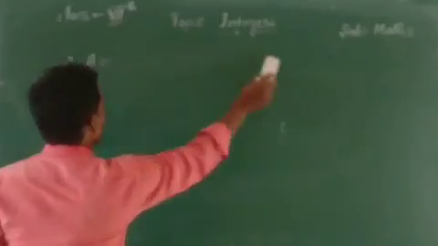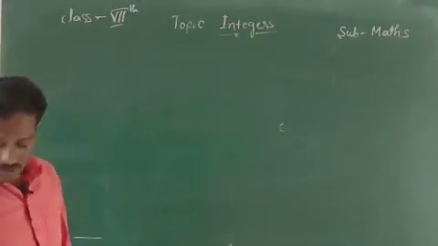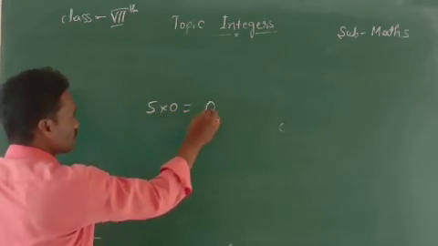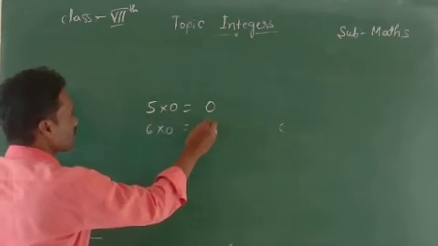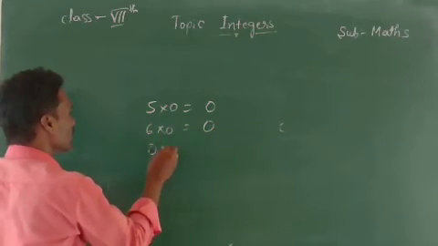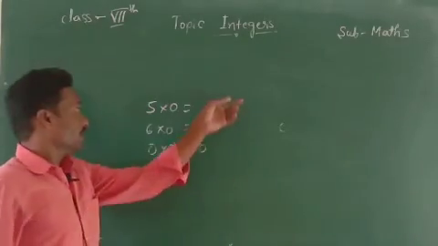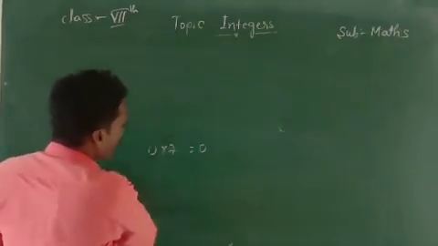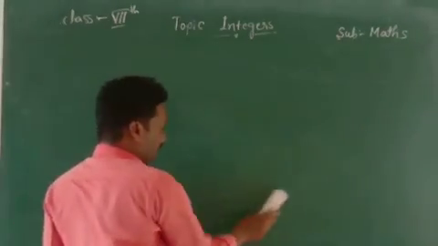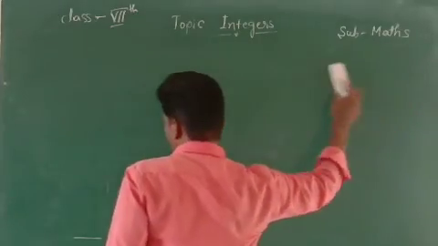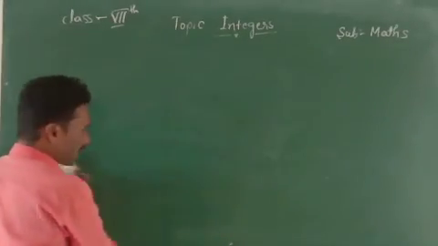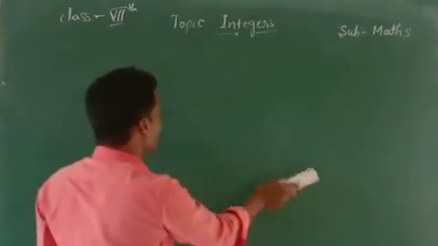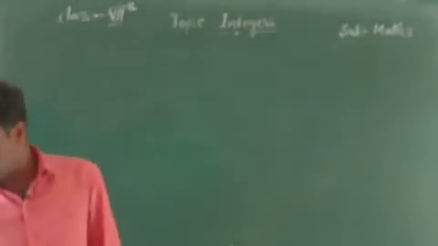And next we are going to see multiplication with 0. 5 into 0 is 0. 6 into 0 is 0. 0 into 7 is 0. So 0 into any number is 0 only. So these are all the properties of integers we come to know. And in this class, how to add the integers, how to subtract the integers, and what we can do based on the properties, all that we can see here.